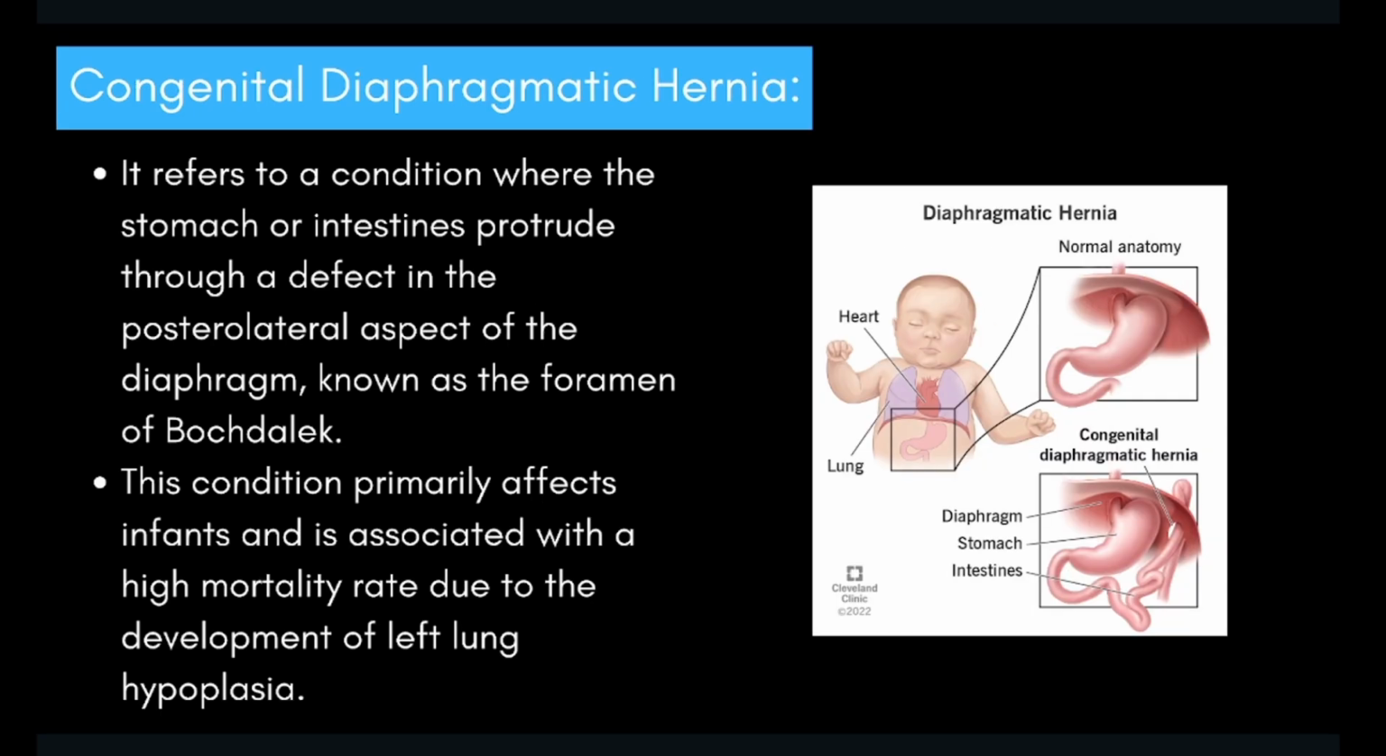Next, I'd like to talk about congenital diaphragmatic hernias. This refers to a condition where the stomach or intestines protrude through a defect in the posterolateral aspect of the diaphragm, known as the foramen of Bochdalek. This condition primarily affects infants and is associated with a high mortality rate due to the development of left lung hypoplasia. And as always, I have a picture to the right showing a visual representation of what a diaphragmatic hernia looks like. Moving on to the next concept.